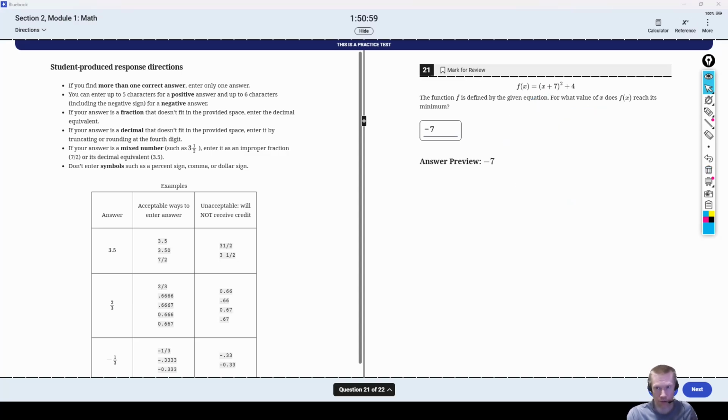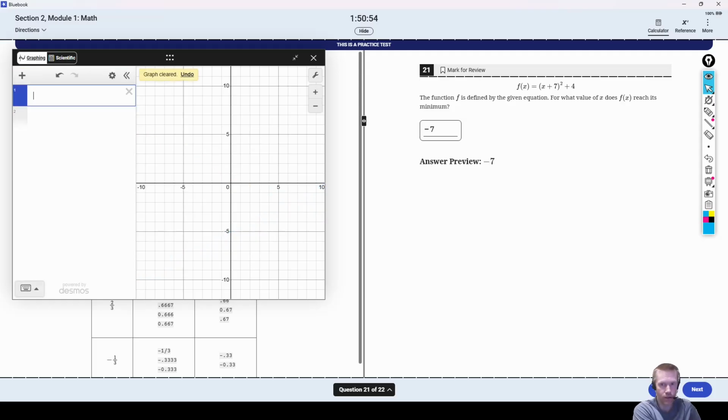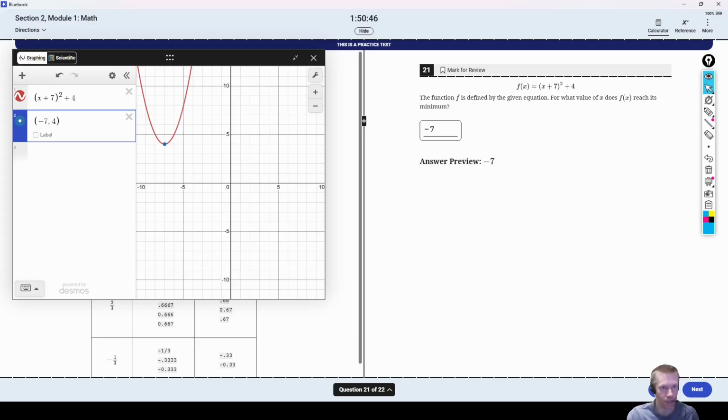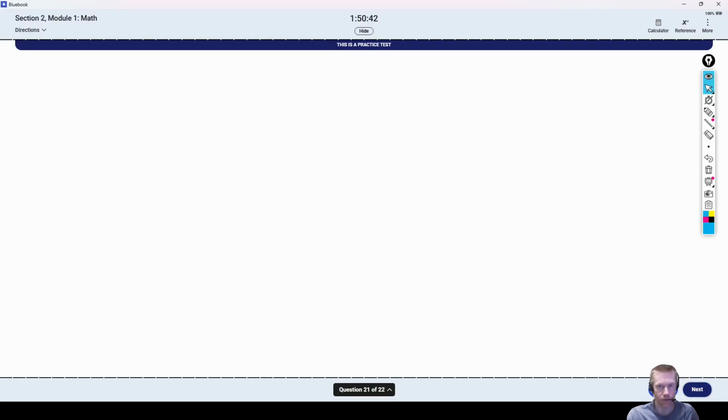However, we could also go to Desmos and graph the function out. Okay, where's the minimum happening? It's right here. So for what value of x does that happen? Negative 7. That's it. That just confirms we have the correct answer.